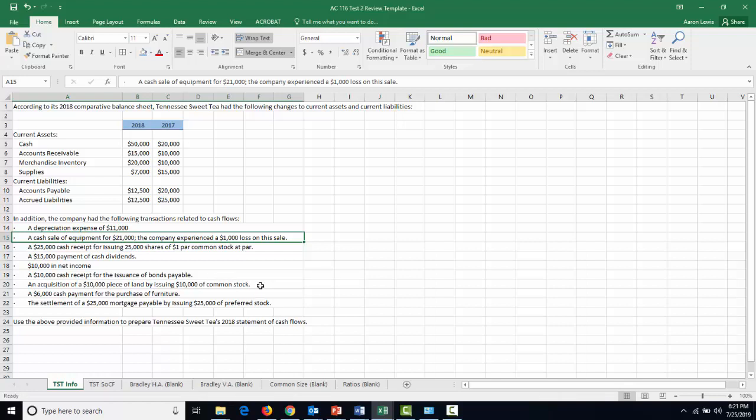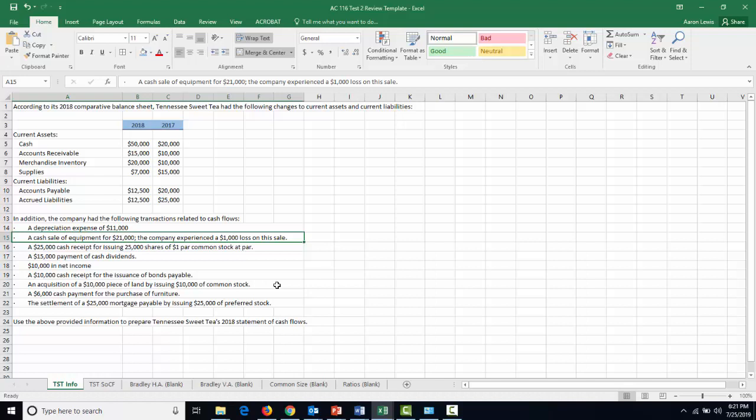We have the acquisition of a piece of land by issuing $10,000 of common stock. And you see land and you say that's a long-term asset. But how are we getting that long-term asset? We are getting it by issuing common stock. We're not paying the $10,000 for that piece of land. We're instead giving the company $10,000 in common stock that we're purchasing the land from.